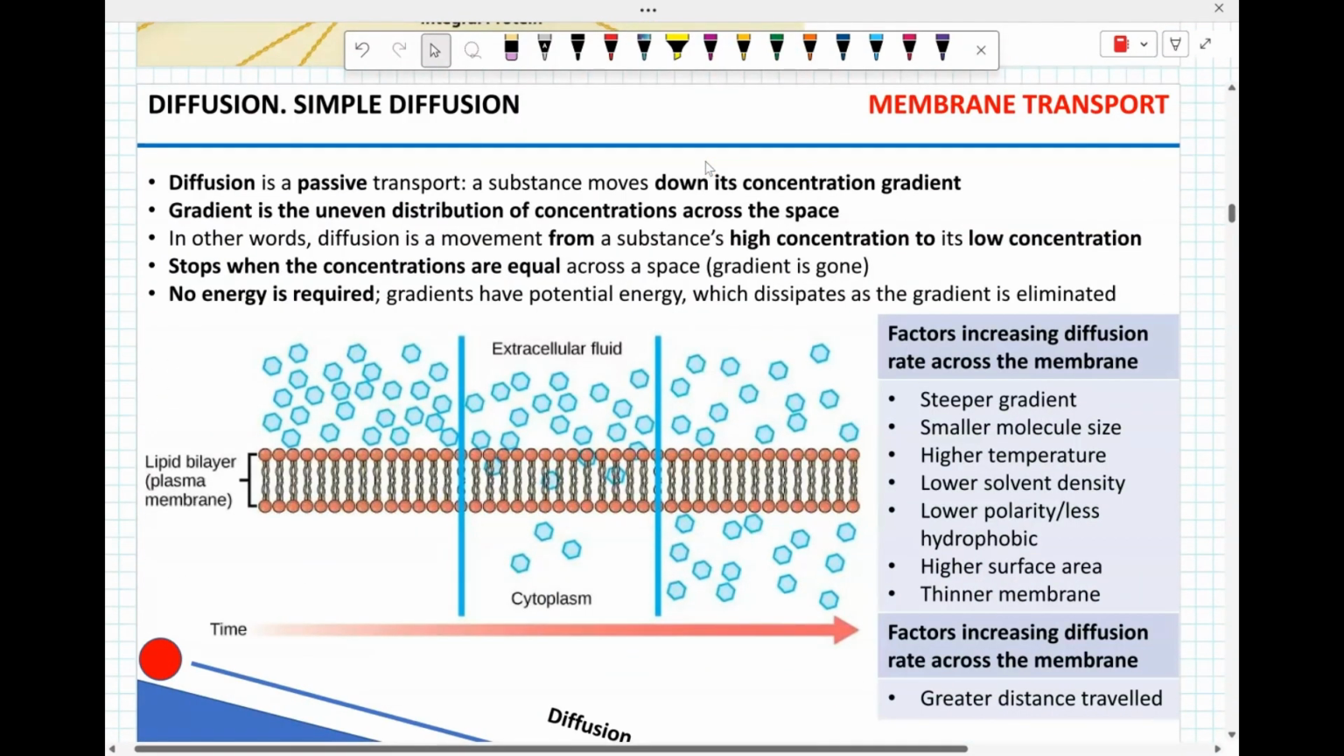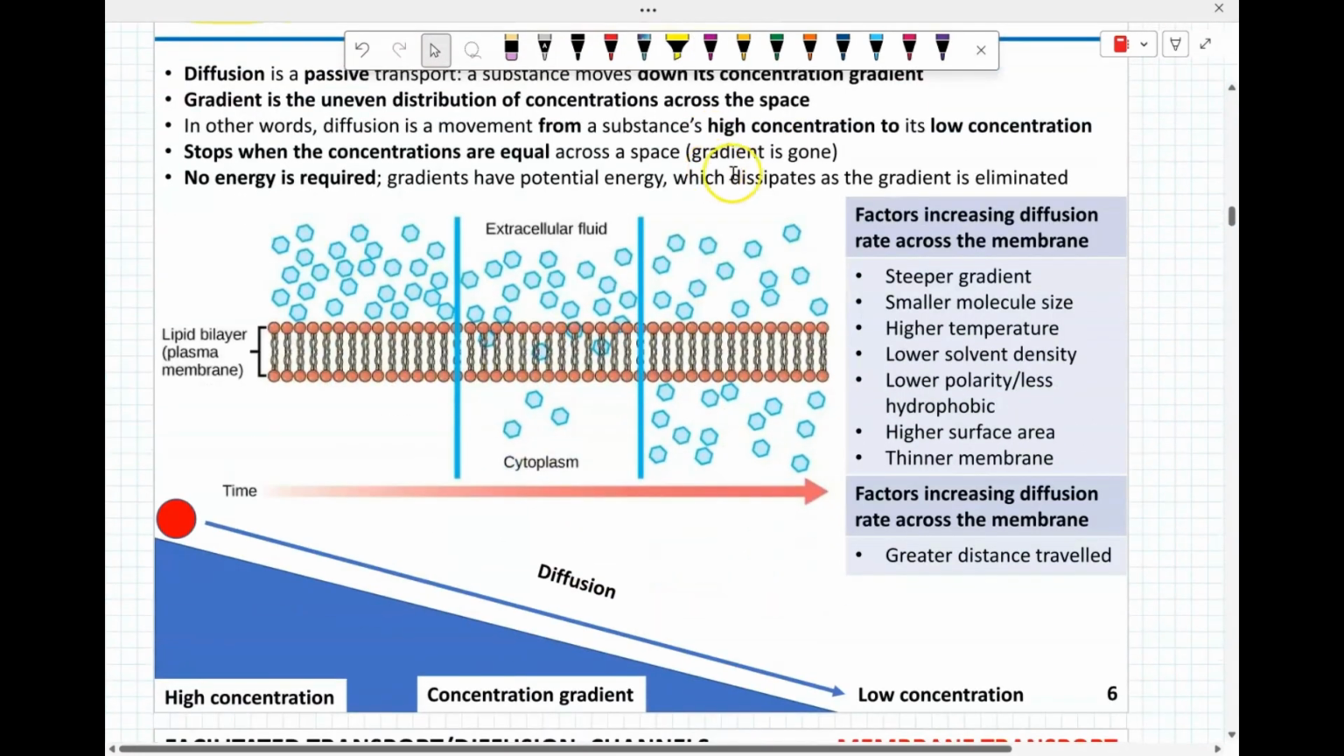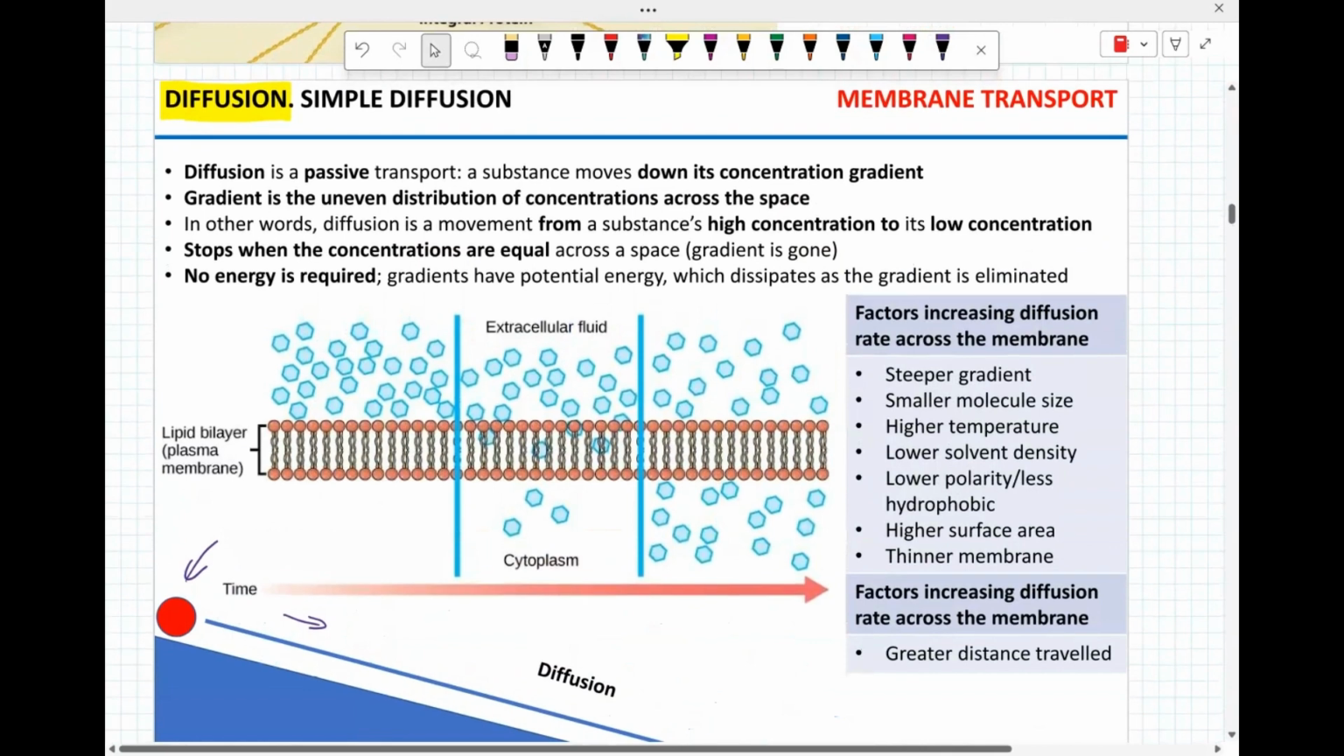So now it's time to talk about the phenomenon of diffusion. Diffusion, the whole process of diffusion, is a passive process. So what does that mean, passive? Passive simply means that the substance that diffuses moves down its concentration gradient. You can see at the bottom I have an illustration of this. The substance moves down its concentration gradient from high concentration to low concentration.